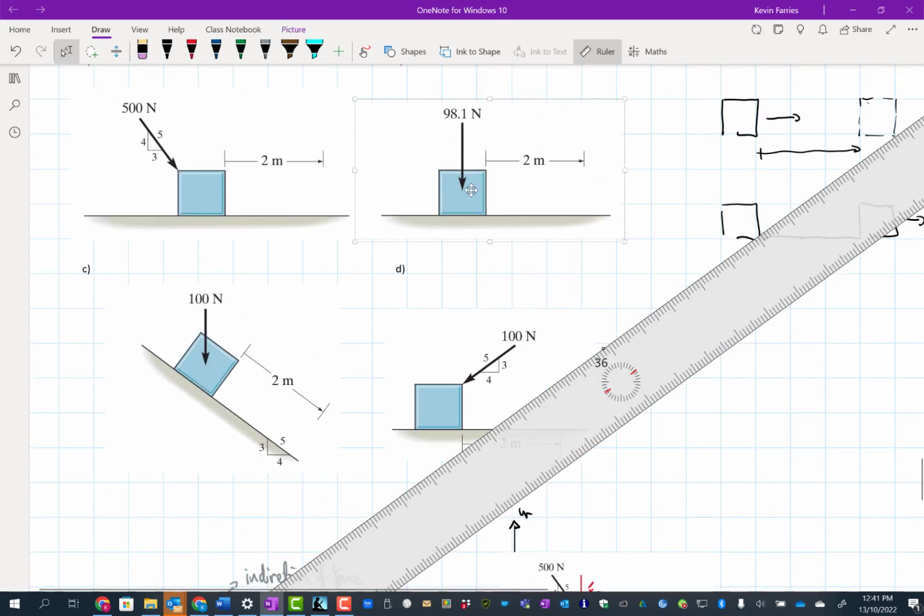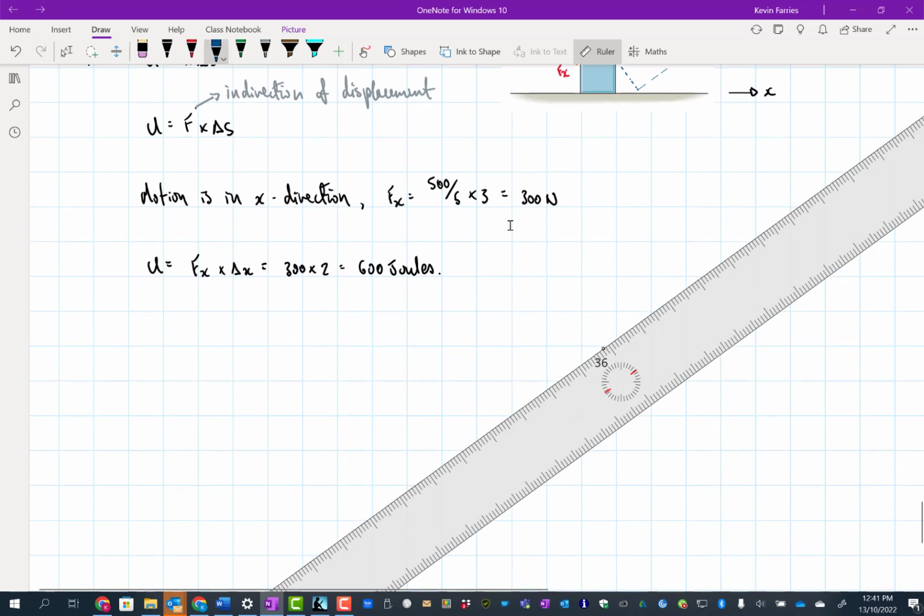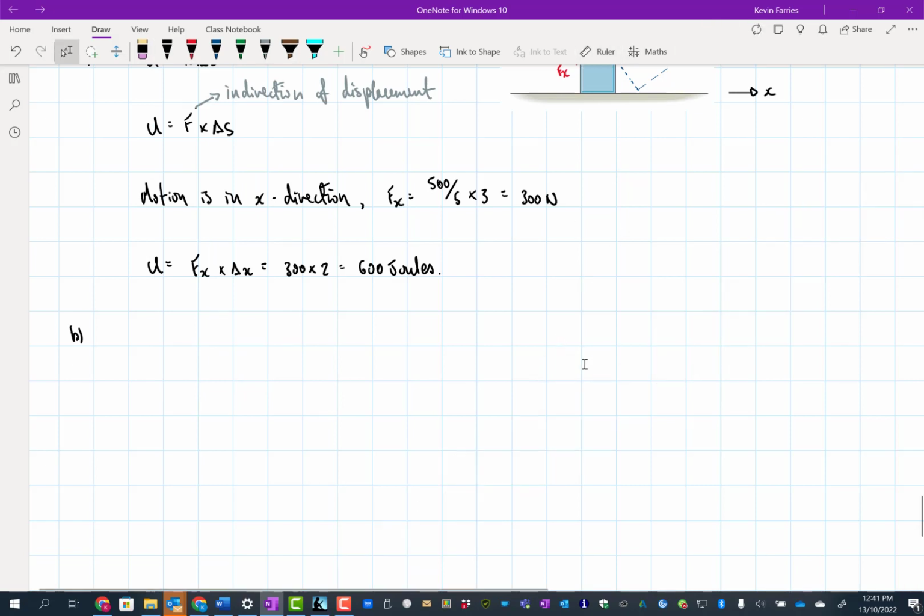Let's have a look at the next one. So this is part B now. What have we got this time? So we've got 98.1 newtons downwards, and the block is being displaced in this direction. Now this only has a y component, so it's gravity basically. It would be gravity if this weighed 10 kilos, something like that.